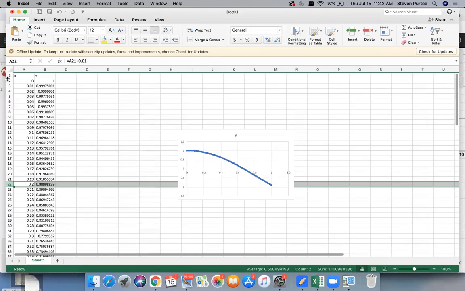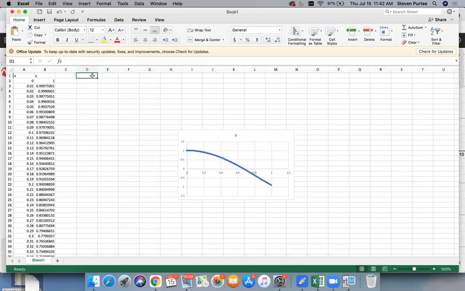So let me show you what I did here. I'm going to retype this. Here are my X's, here are my Y's. So I'm starting at the point 0, 1. That's my seed. Each X value, I want to increase. I want to go by small increments. I'm going to go up by 0.01. So this will equal the previous value plus 0.01. And then I drag that down.